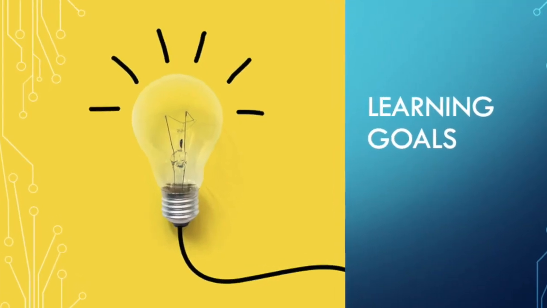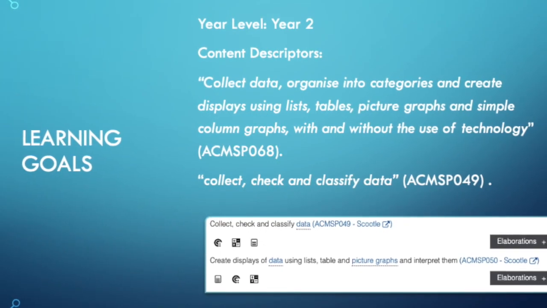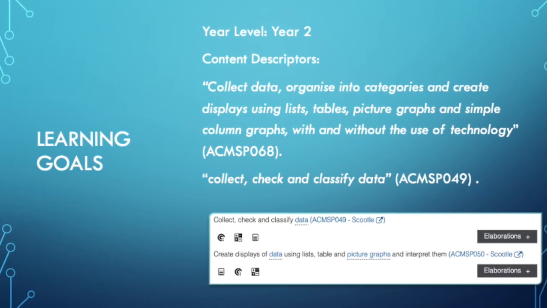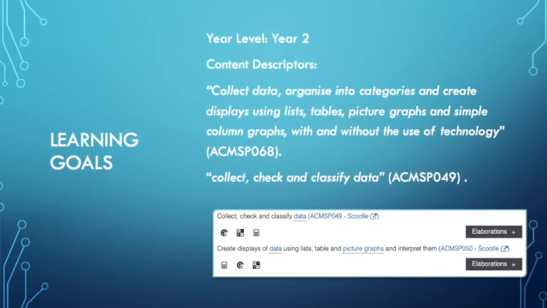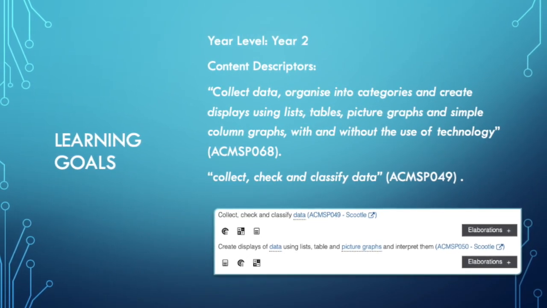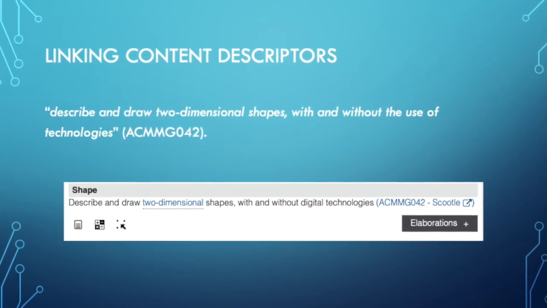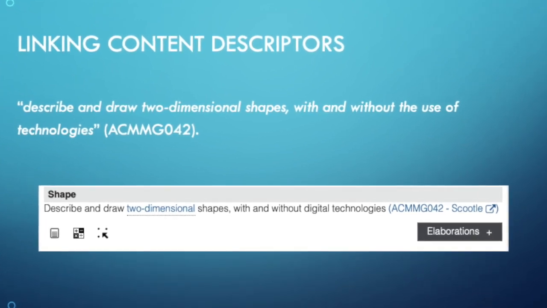This lesson plan has been built upon the Year 2 content descriptors from the Australian curriculum, which states, students are to collect, check and classify data and organise into categories and create displays using lists, tables, picture graphs and simple column graphs, with and without the use of technology. This inquiry also links to the descriptor, describe and draw two-dimensional shapes with and without the use of technologies.